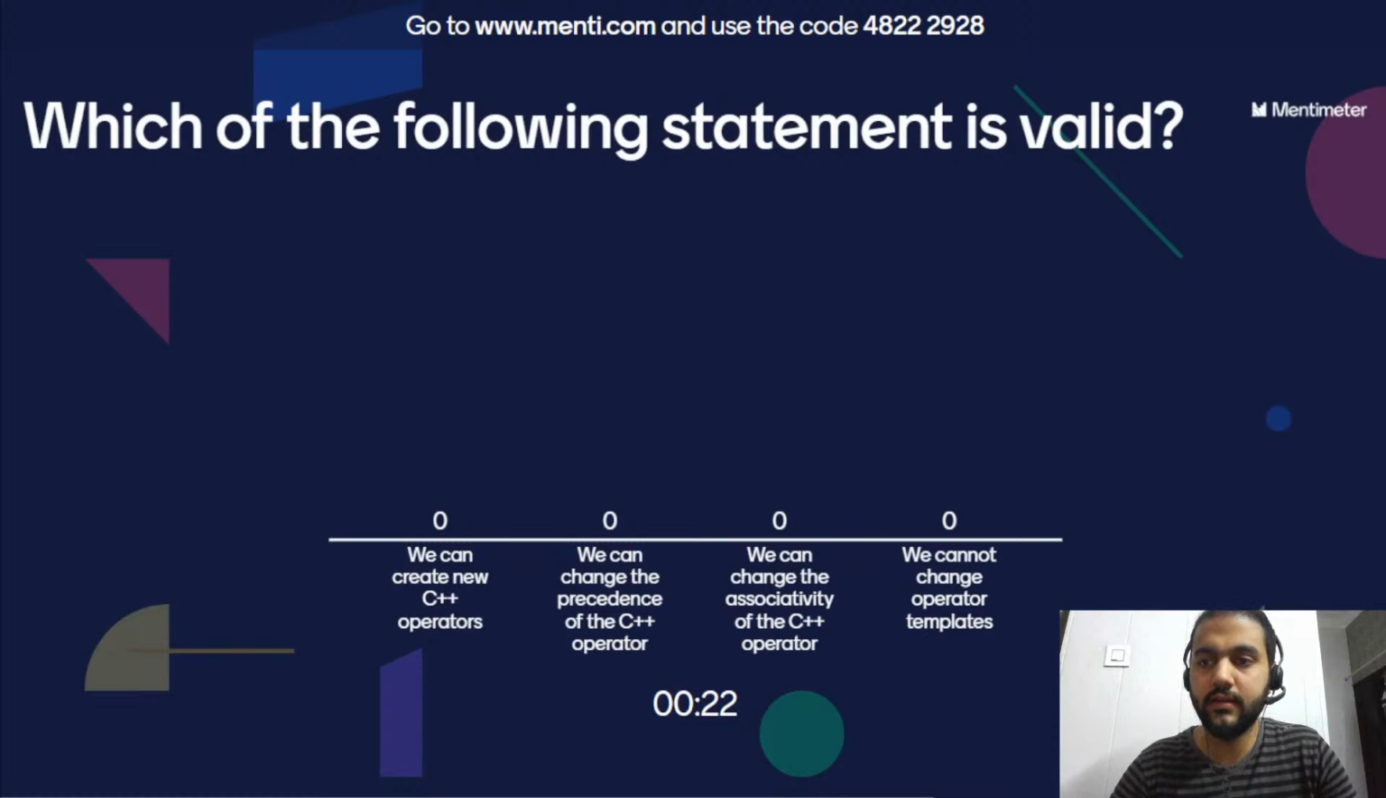So we have to select the valid statement, which is right. The other three options would be wrong, or we can say not valid. We have to select the valid statement out of these options. Come on guys, we can do this.